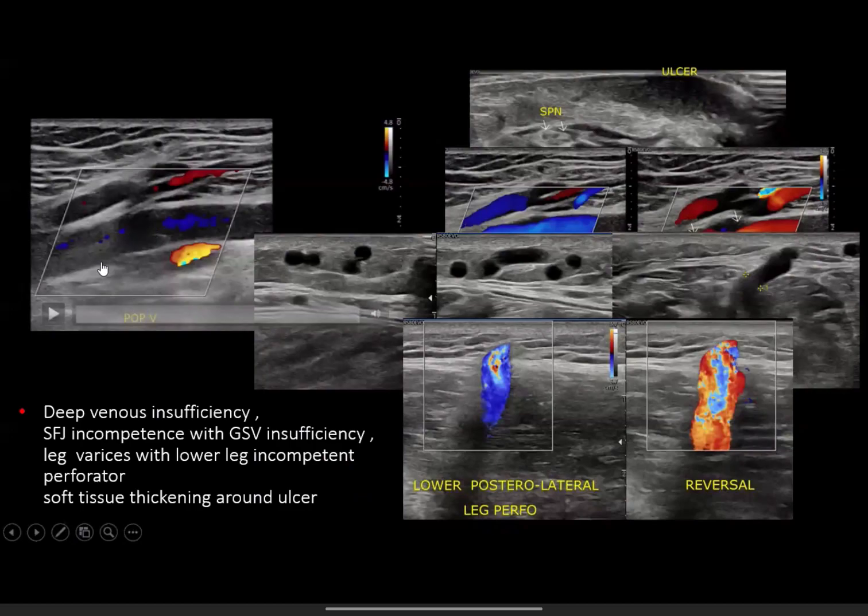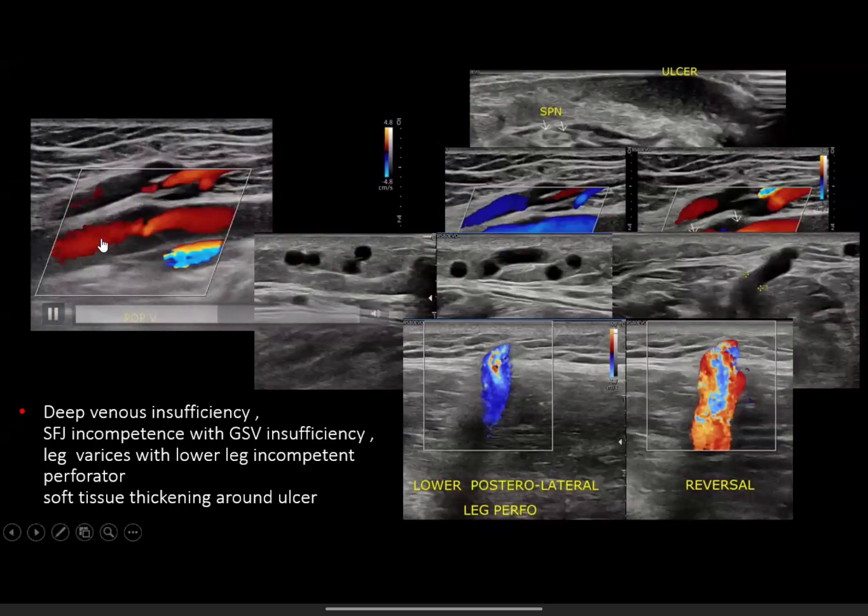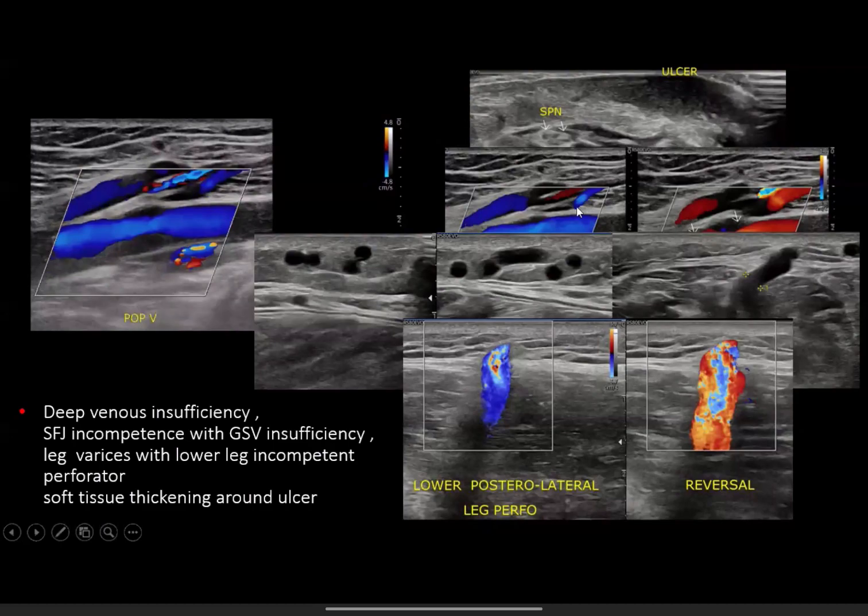Now see the same case in the popliteal venous segment. We can see what is there in the deep venous system. This is the normal antegrade flow in the popliteal vein. When we ask the patient to perform Valsalva, there is significant reversal in the popliteal vein also. So there is ulcer, popliteal venous incompetence, multiple varicosities adjacent to the ulcer, and a dilated posterolateral incompetent perforator in this case.